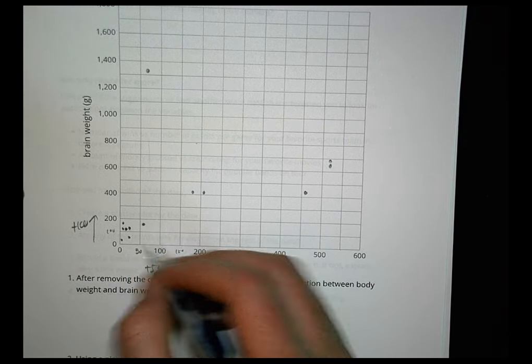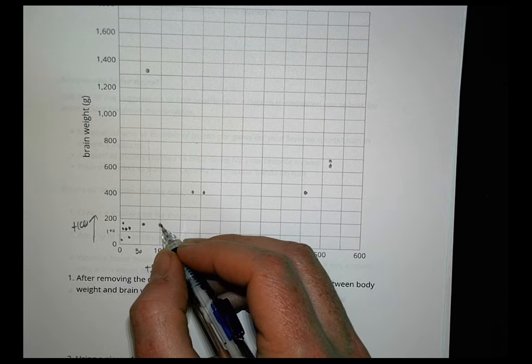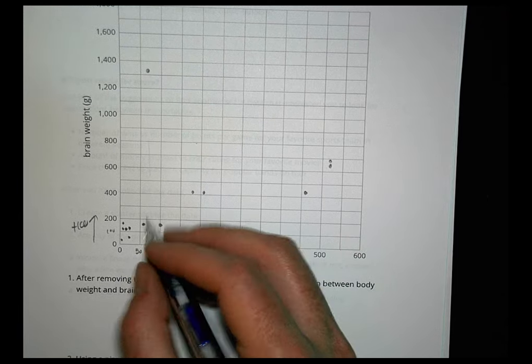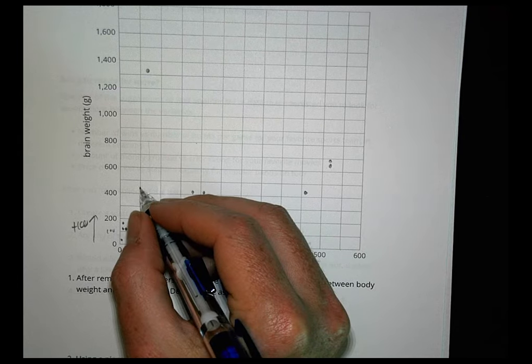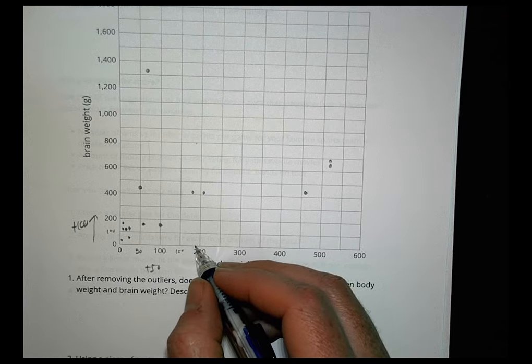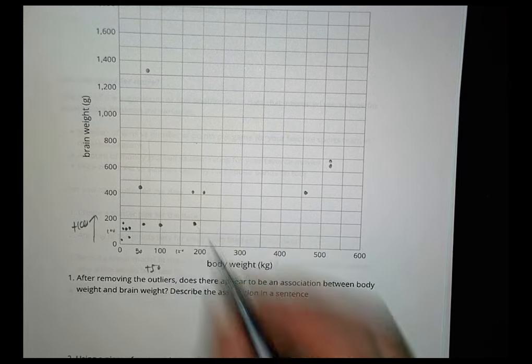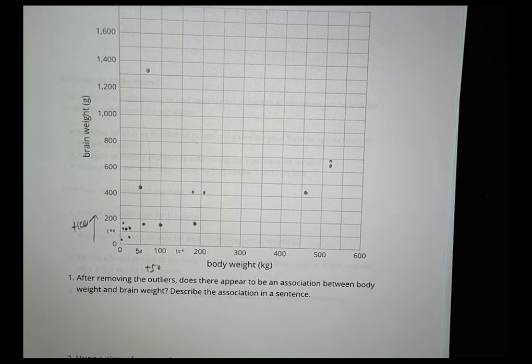And jaguar 100 and 157. Chimpanzee 52 and 440. And a pig 192 and 180. Alrighty. So those are all the data points plotted in this scatter plot there.